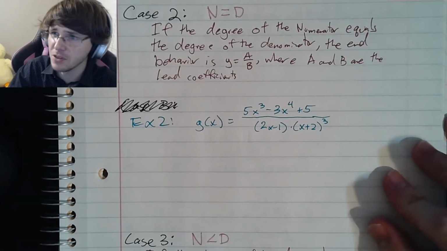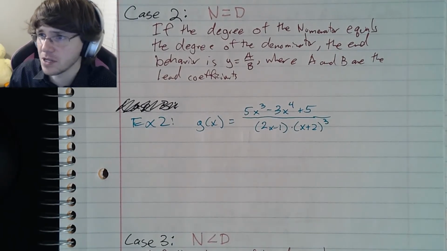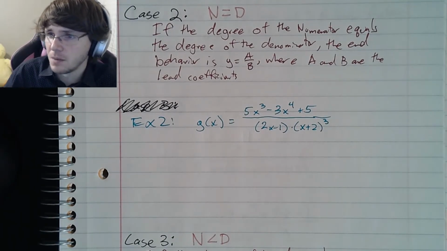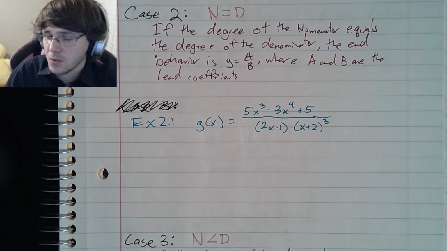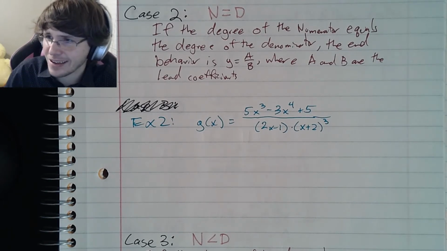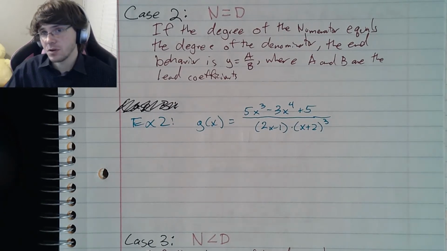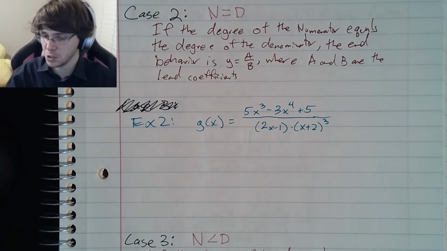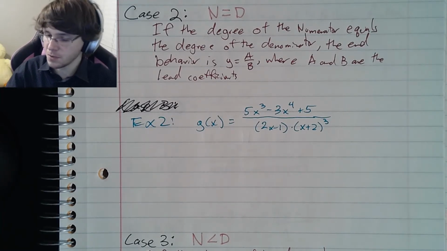If the degree of the numerator equals the degree of the denominator, the end behavior is y equals a over b, where a and b are the lead coefficients. So like I said before, we're going to do a little bit of memorization, but this time I'm actually going to have a little bit better explanation as to why, using the previous example. We'll see in a second.